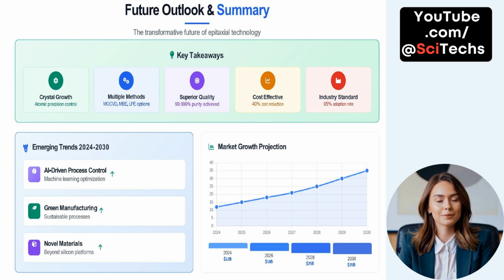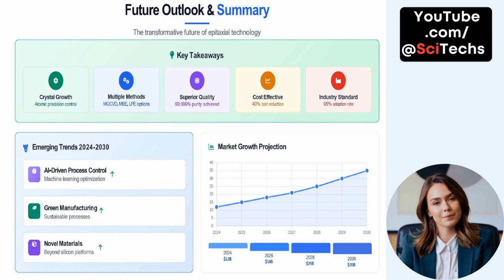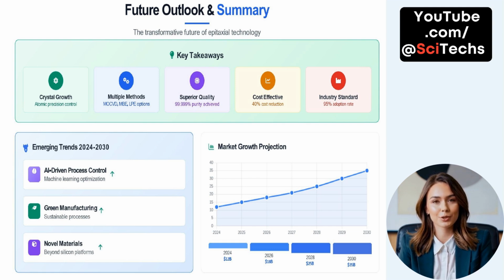Looking ahead from 2024 to 2030, 3 emerging trends will shape growth: AI-driven process control for optimization via machine learning, green manufacturing emphasizing sustainability, and exploration of novel materials beyond silicon. Market projections also indicate strong momentum, growing from $12 billion in 2024 to an estimated $35 billion by 2030, signaling robust global demand and continuous innovation.